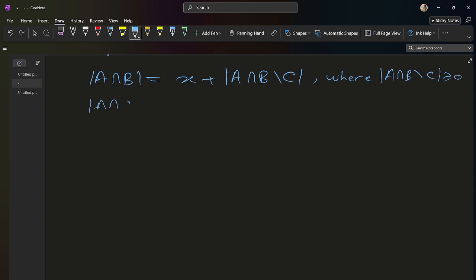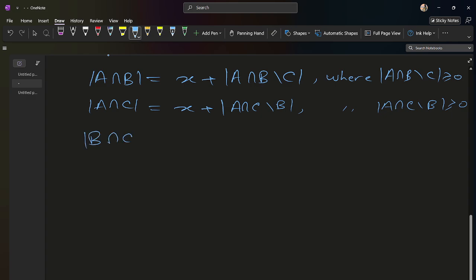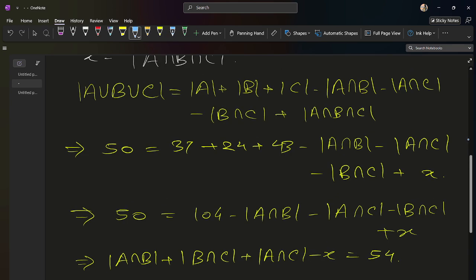And now the number of elements in A intersection C equals x plus the number of elements in A intersection C minus B, where A intersection C minus B is greater than or equal to 0. And now for B intersection C, x plus the number of elements in B intersection C minus A, that is greater than or equal to 0.